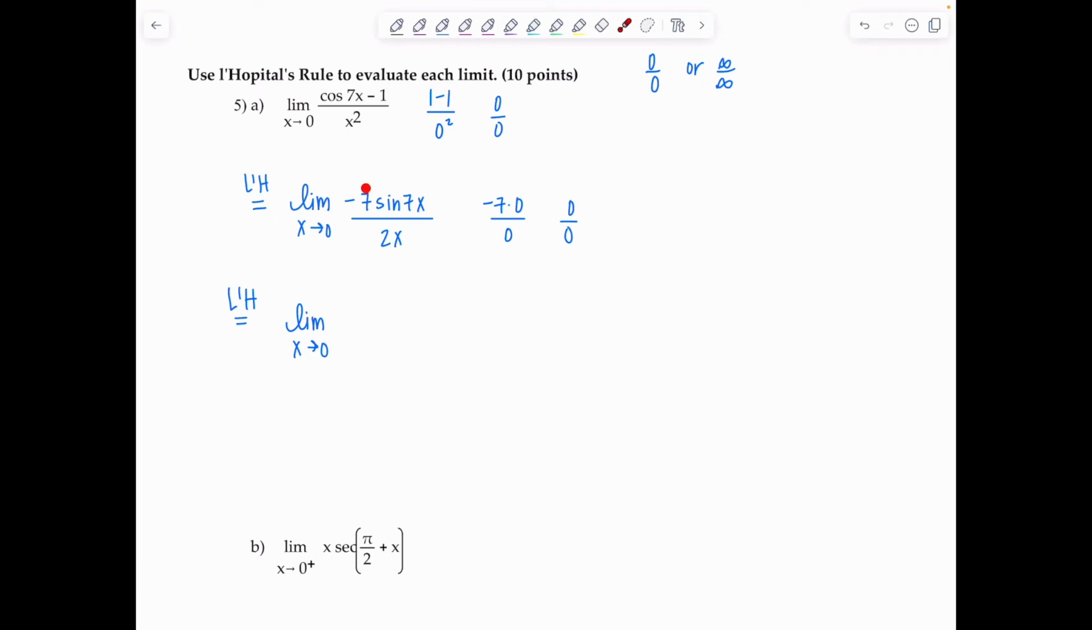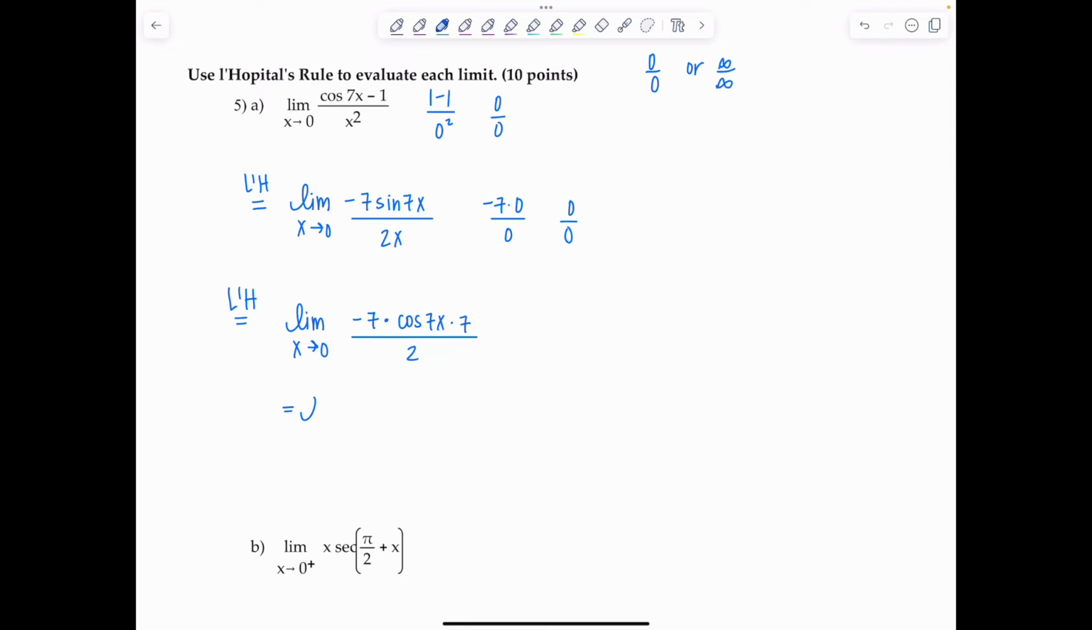No, you're not going to do product rule. This is just a constant. If there were variables, yes, do product rule. If it's just a constant, when you take the derivative, it comes along for the ride. And then the derivative of sine 7x would be cosine 7x times 7. I'm doing this really broken down, divided by 2.